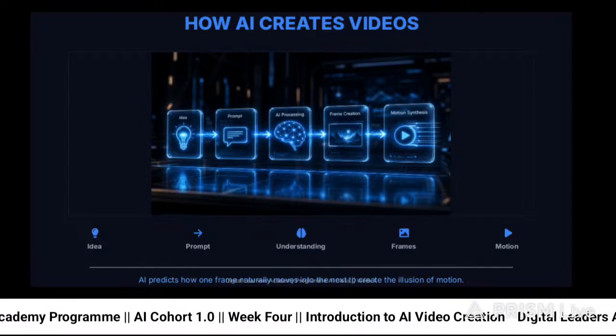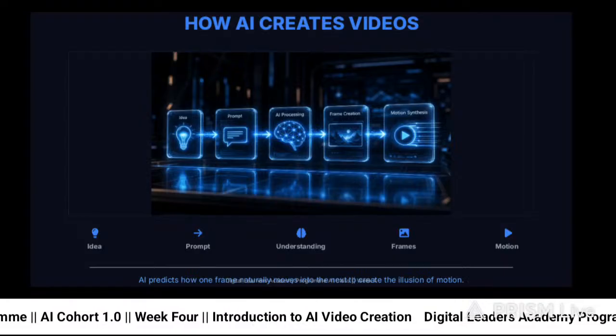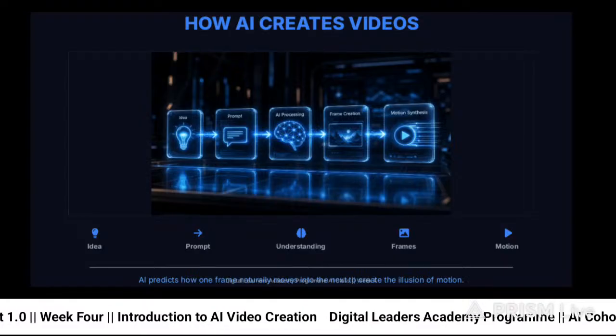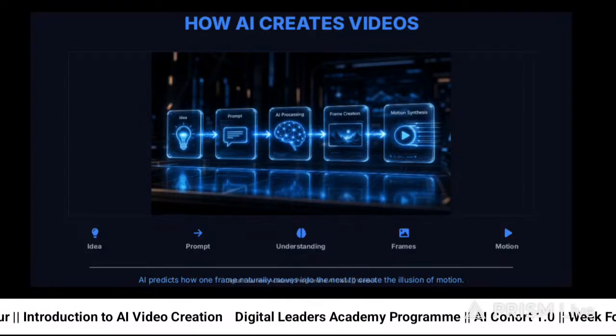Is to be done by us, not to be done by AI. So we have to understand that part. So from the idea conceptualization, we go down to the prompt.